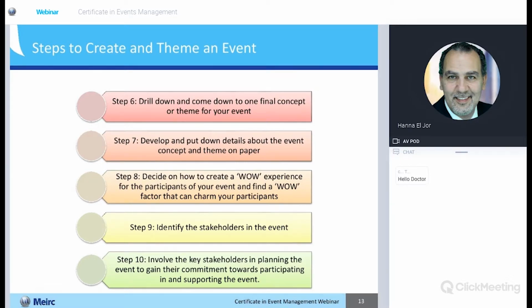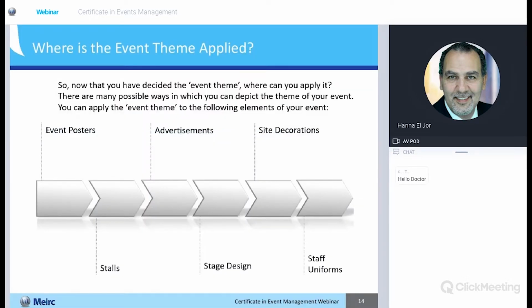And once we decided on the theme and identified who our stakeholders are, this is when we start trying to involve those stakeholders in helping us plan the event, so we can get their commitment. Stakeholders also, keep in mind, could be sponsors. They can sponsor our event and help us financially. So this is as far as the event theme.